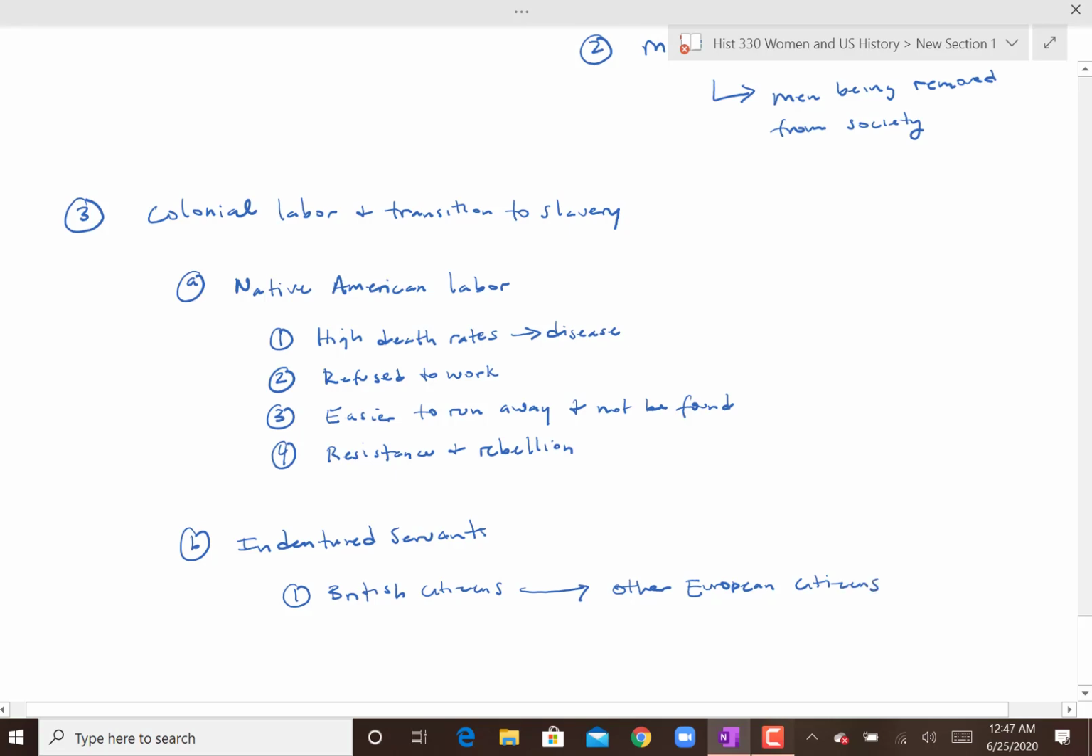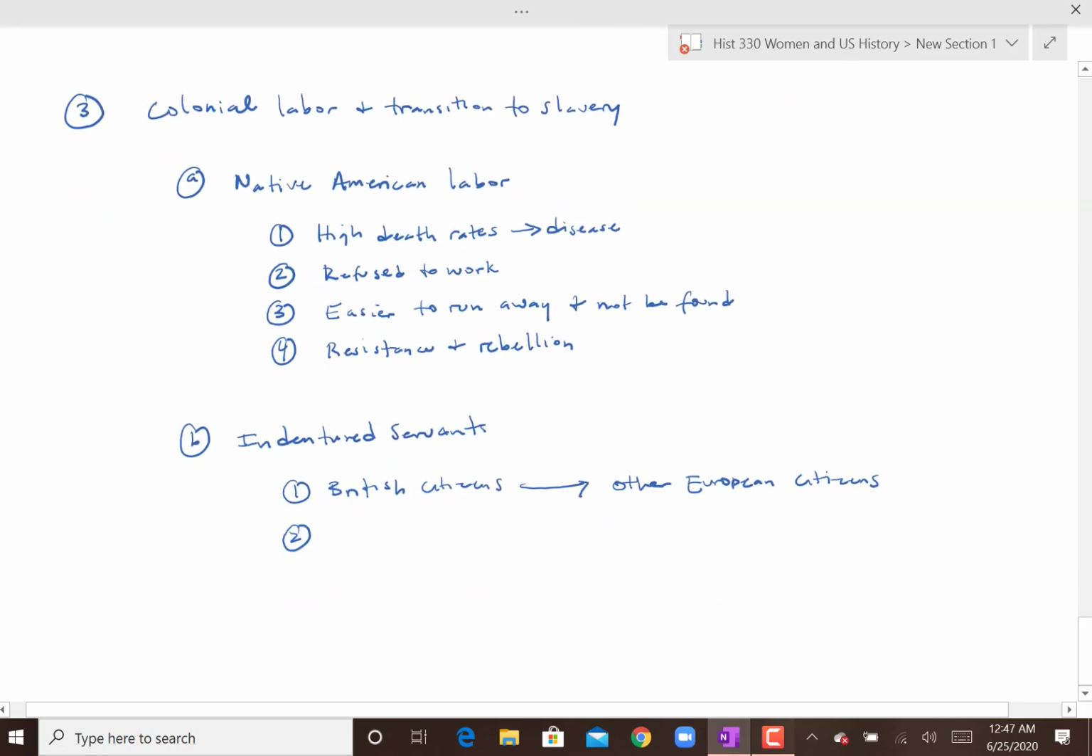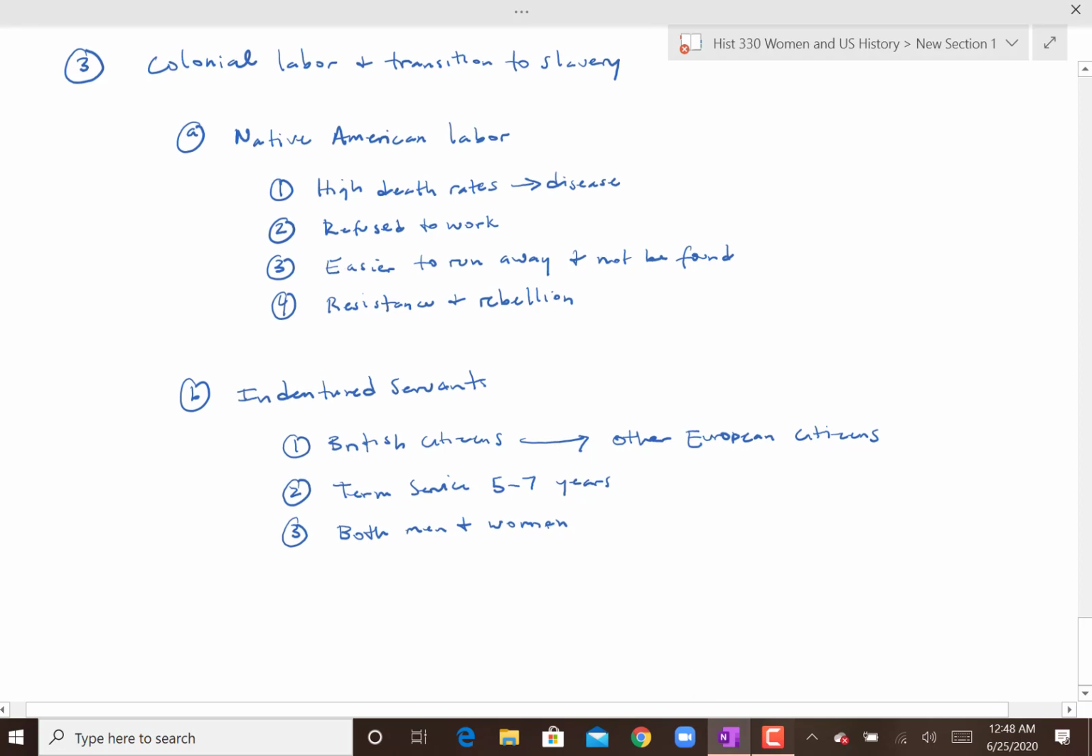So there definitely was a hierarchy of indentured servants, British first, others, right? So this was a term service, 5 to 7 years. It was both men and women. And interestingly enough, when we talked about this, both men and women came over as indentured servants, and both were used for tobacco field labor. Women as indentured servants won't start to be used in the domestic sense until African slaves start coming over in a larger number.